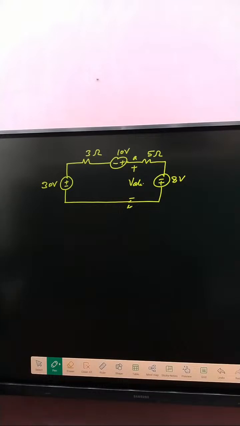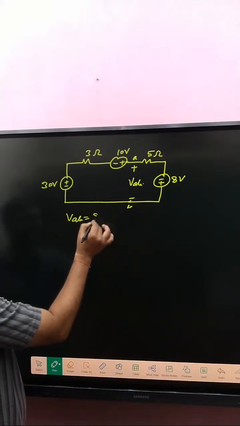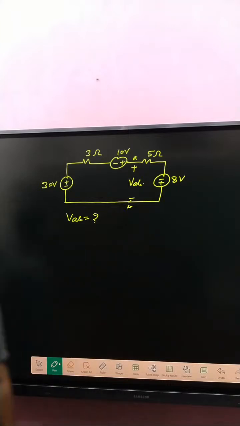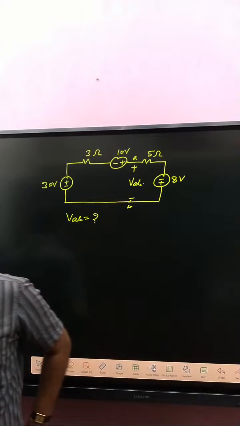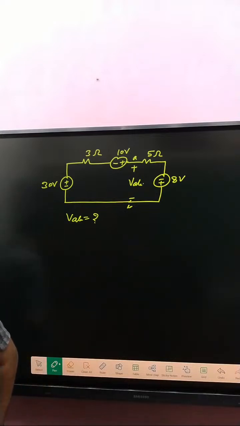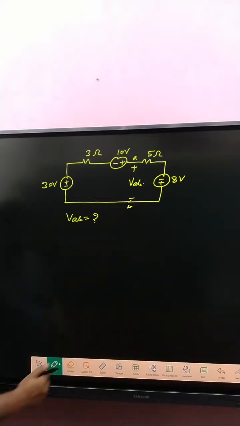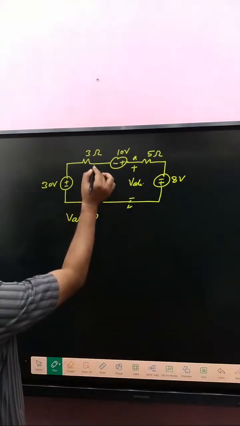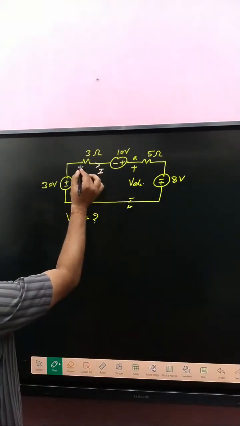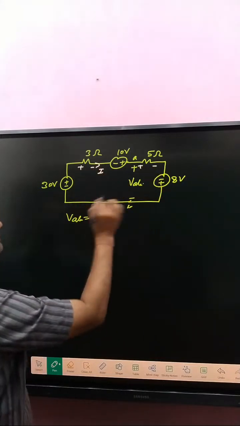So first of all, everyone can try. What about V of AB? Okay? Simply assume current. Here current I, so plus minus. Here plus minus. Apply KVL.